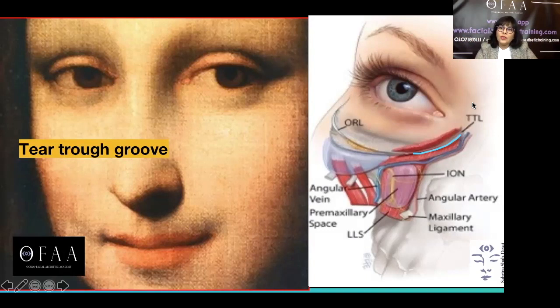Now, as you can see, it is encased within the orbicularis oculi muscle, but this is the palpebral portion, this is the orbital portion, or this is the preseptal portion, this is the orbital portion.